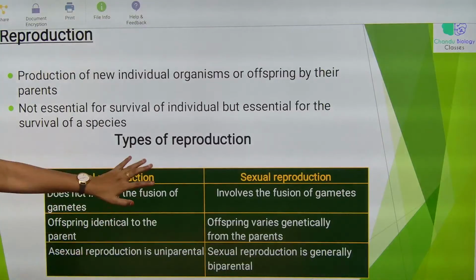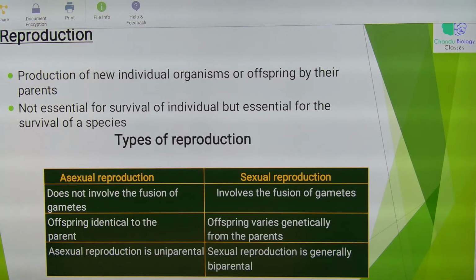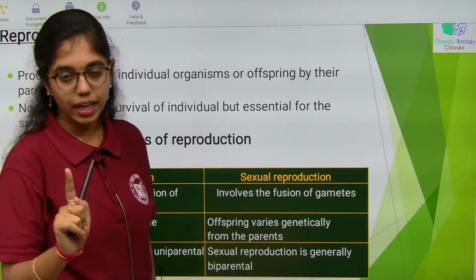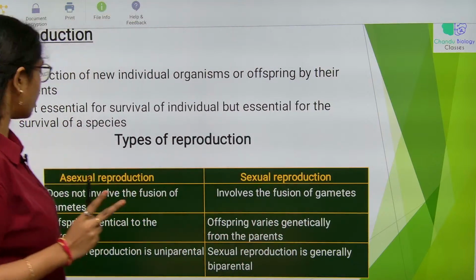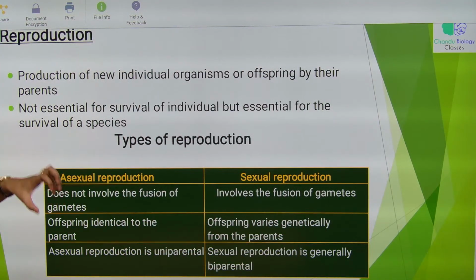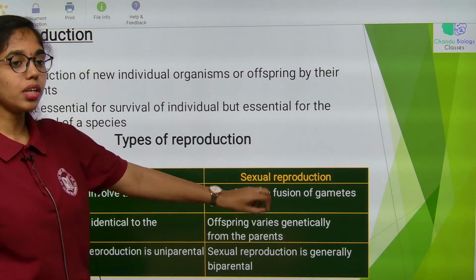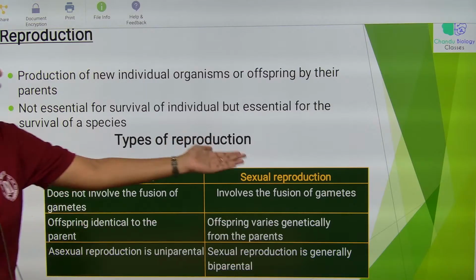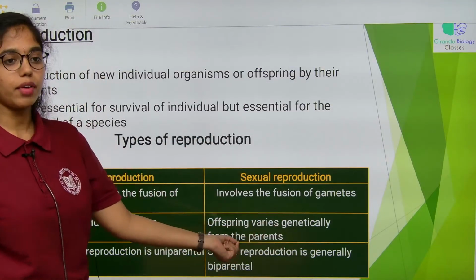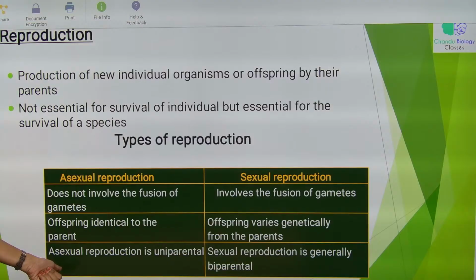Of course, we have two types of reproduction, asexual and sexual. Asexual reproduction is uniparental, wherein a single parent is involved. Sexual reproduction is biparental, wherein two parents are involved. Asexual reproduction does not involve fusion of gametes, whereas sexual reproduction involves fusion of gametes. In asexual reproduction, the offspring is identical to the parent. Here the offspring varies genetically from the parents.